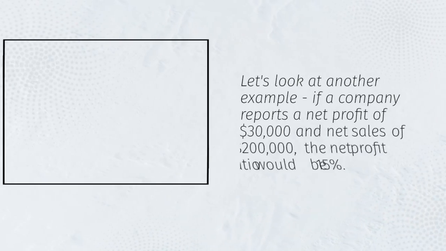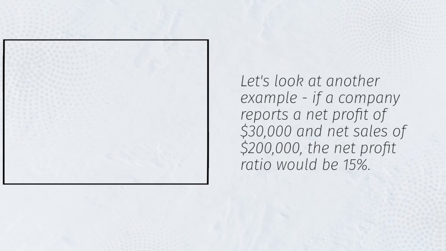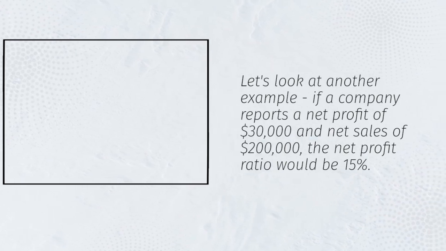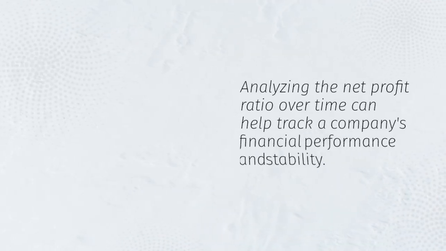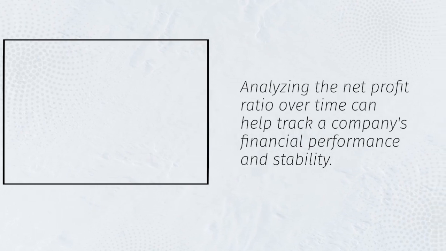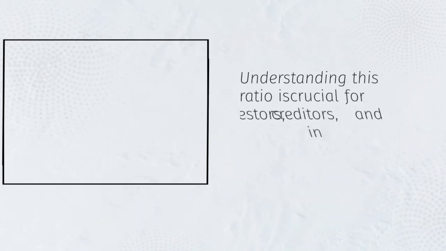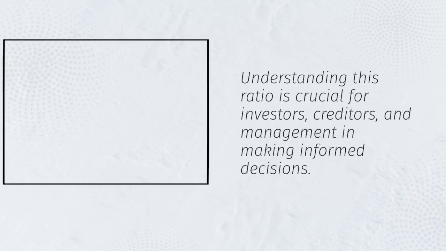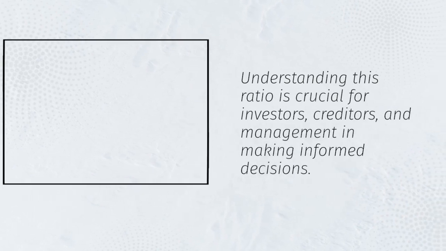If a company reports a net profit of $30,000 and net sales of $200,000, the net profit ratio would be 15%. Analyzing the net profit ratio over time can help track a company's financial performance and stability. Understanding this ratio is crucial for investors, creditors, and management in making informed decisions.